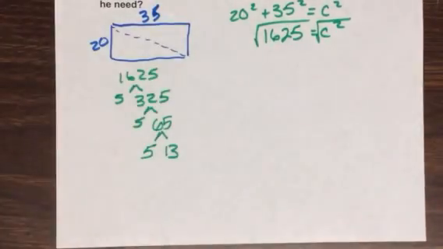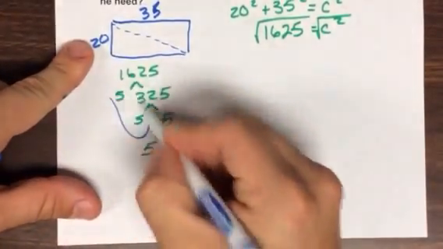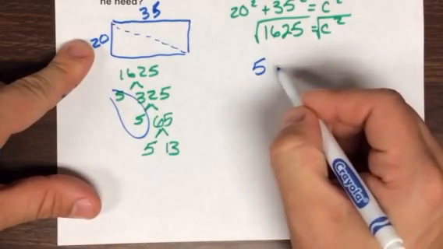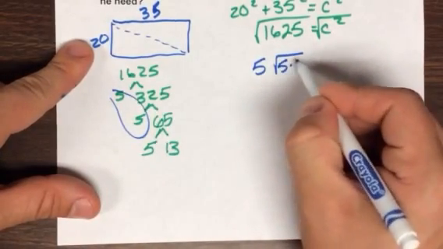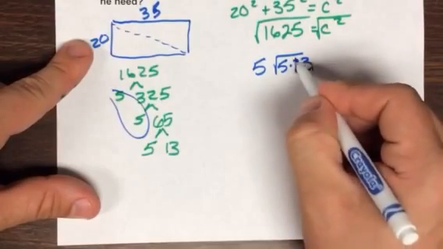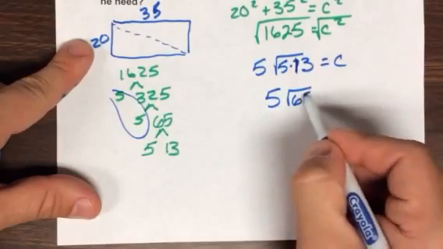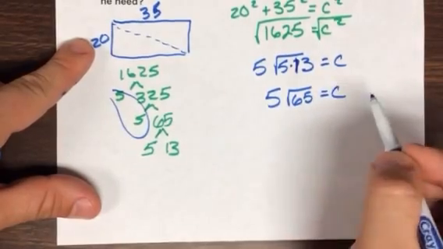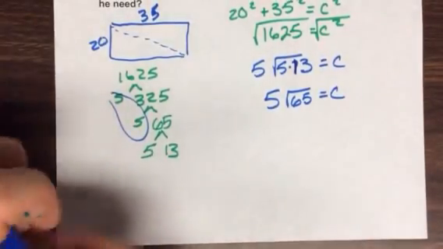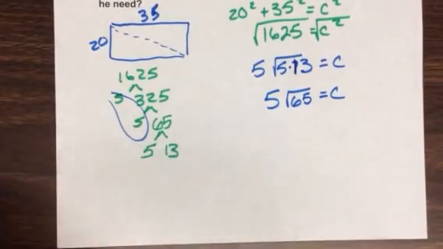As I'm looking at this, I know the square root of 5 times 5 is going to go on the outside, and 5 times 13 on the inside would equal c. Or 5 radical 65 would equal c. That would be my diagonal. Now, this is where having the radical doesn't help me, because I need to know if he plants a tree every 3 feet, how many trees do we need?